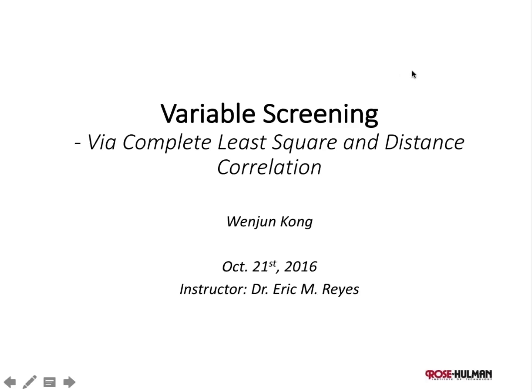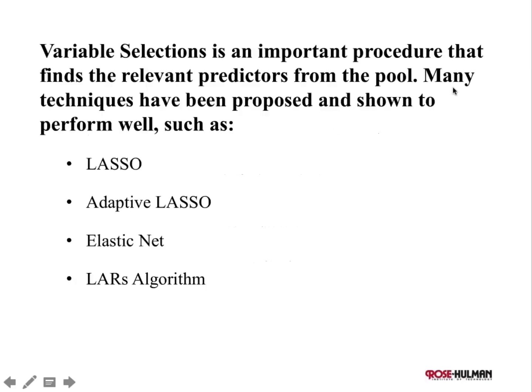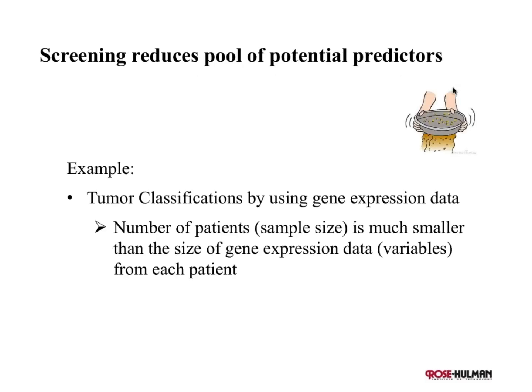Today I'm going to present my research project, which is variable screening via complete least squares and distance correlation. Variable selection has been a very important procedure that finds the relevant predictors from a pool of predictors. A lot of techniques have been proposed and proved to perform very well, including lasso, adaptive lasso, elastic net, LARS algorithm, and so on.